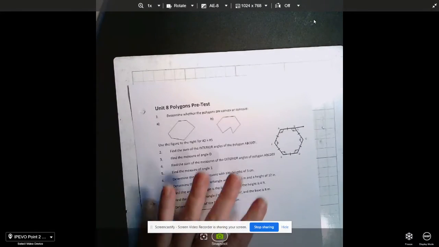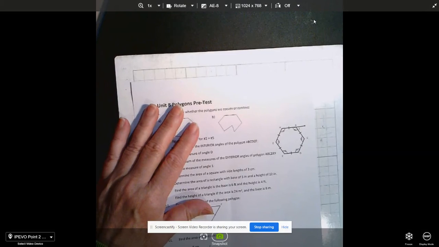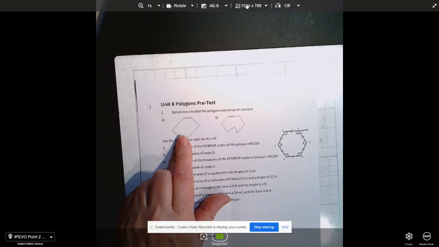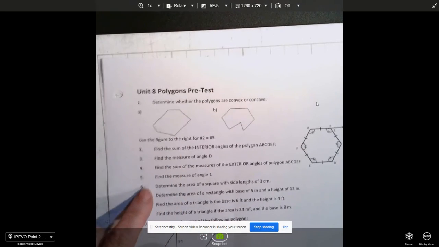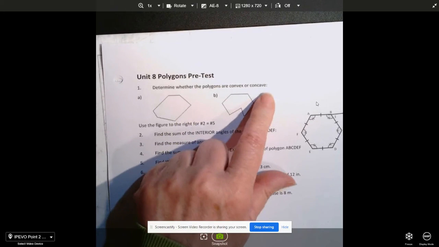Right, so I want to go over the questions on the pretest, and I'll go through those and see if you understood how to do them. So the very first question, let me make this a little bigger. There we go. The very first question says, determine whether the polygons are convex or concave.